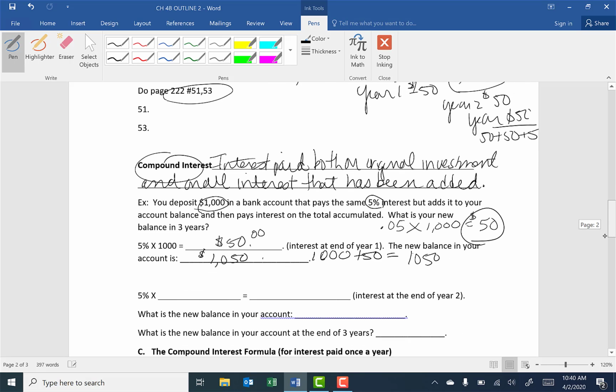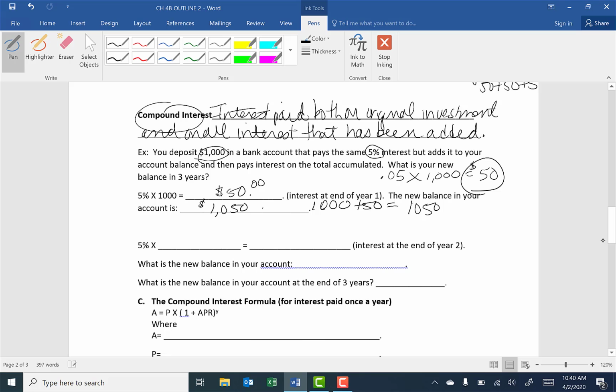Now what happens? So the second step would be to take what's in our account now, which is the 1050, and the 5% gets multiplied by the 1050, not the original 1,000, because we get to add in the interest. So if you take your calculator and take 0.05 times 1050, you should get an answer of 52.50. So the second year, you made $52.50.